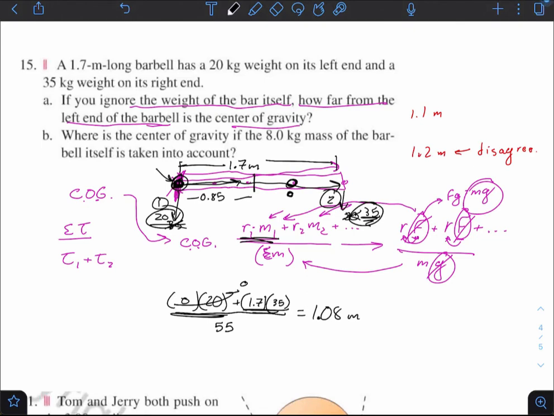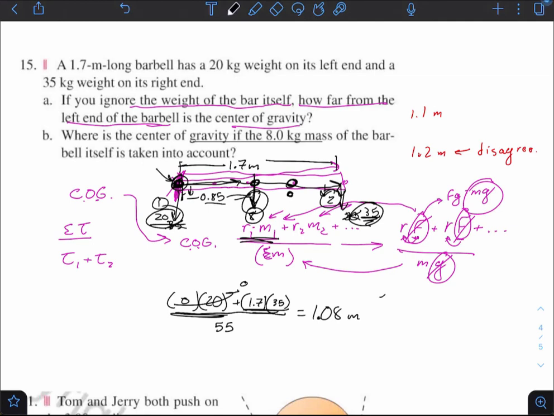Now, for part 2, where is the center of gravity if the 8 kilogram mass is taken into account? Well, that's the mass of the bar, and anytime the bar has a mass, this part's pulling down as much as this part's being pulled down. So you can average the center of the force, or where the force of the bar is, and say, hey, we're just going to say 100% of the weight is dead center at that 85 centimeter mark.